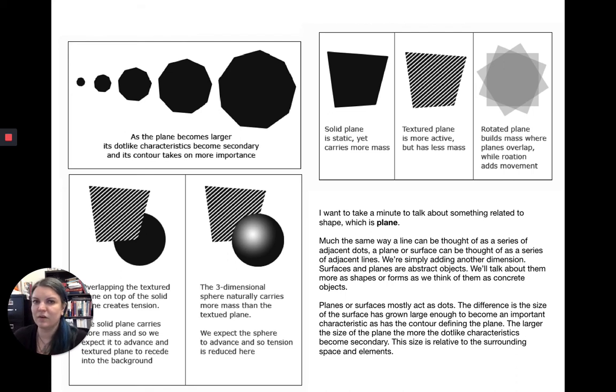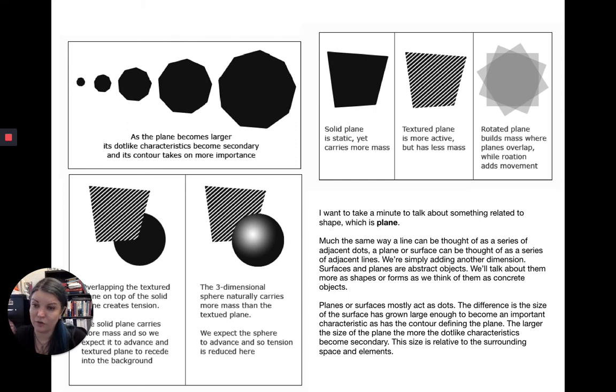Another thing I want to talk to you about is something that relates to shape that isn't exactly an element of art, but I think it's a related thing that I like to address, probably because I teach drawing and we talk about planes when we talk about facets of the figure and the face. So basically the same way that a line can be thought of as a series of adjacent dots, right? A bunch of dots in a row make a line, or a dot in motion makes a line. A plane can be thought of as a series of adjacent lines. So if you continue a line over and over again, you get a plane. Basically, it's just adding another dimension.